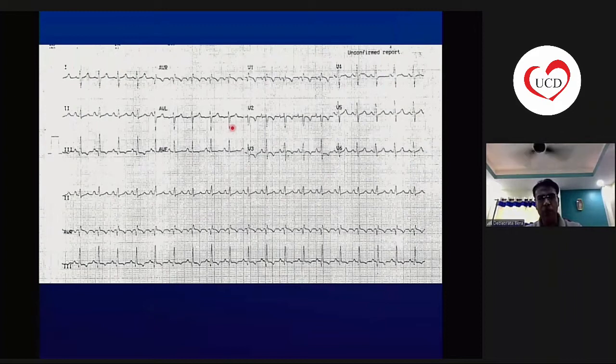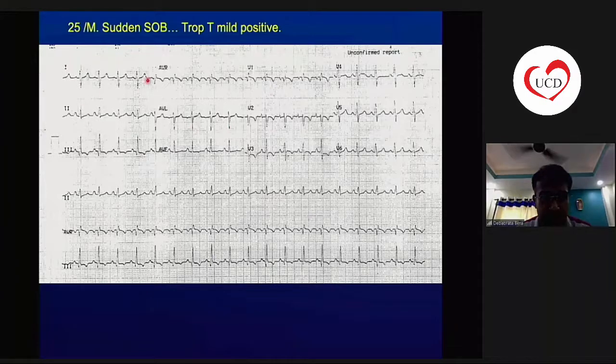And he went home. He felt that there was no improvement in the shortness of breath. He came in at midnight and this is the ECG. In fact, at midnight when he presented to the emergency, someone noted there is a small Q in V1 and did a trop T which was also positive. So what is the most possible diagnosis of this patient?